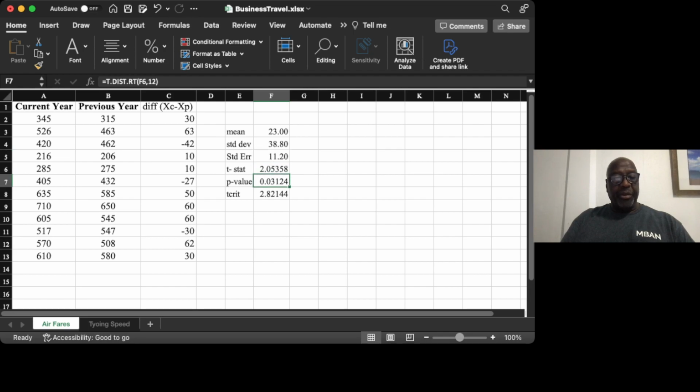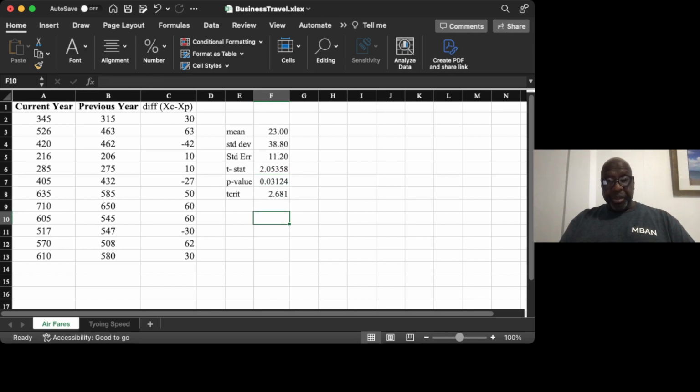And that should also be 12, and that should be 12. Okay, making sure I got the right set of values. P-value here, 12, and this is just ratio. Okay, great.